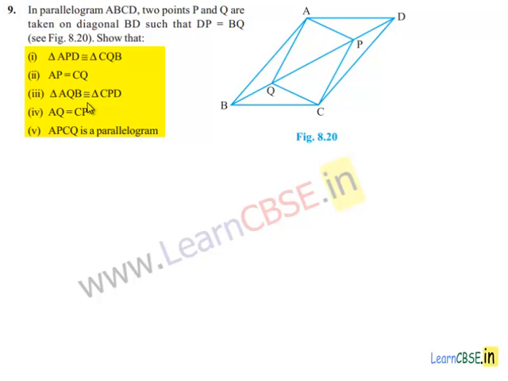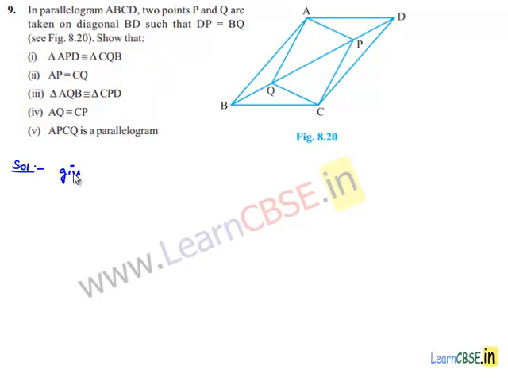Third, triangle AQB is congruent to triangle CPD, and AQ is equal to CP, and lastly he asked us to prove that APCQ is a parallelogram. Now moving on to solution.